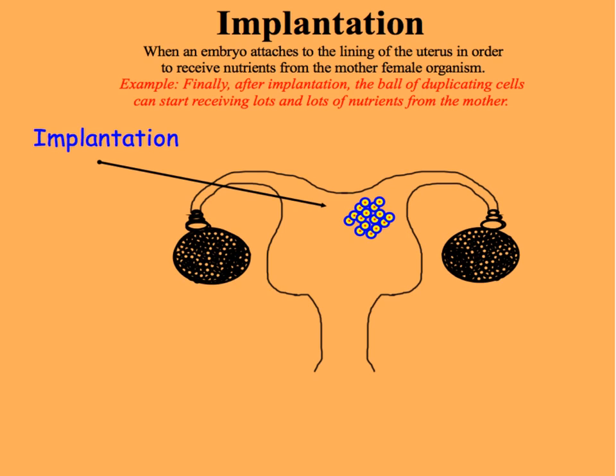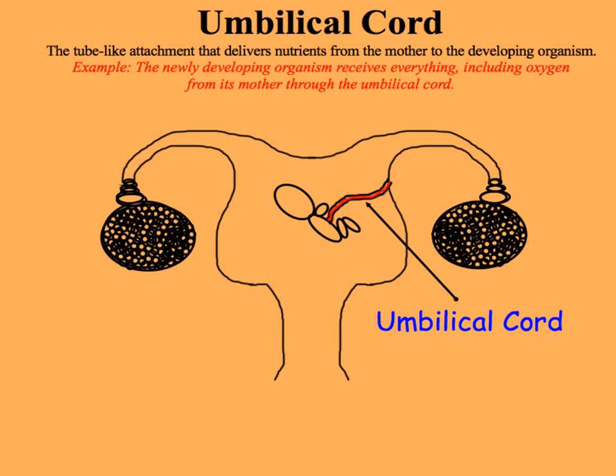I believe that's a question in your notes. I think it's number 5. In order to receive nutrients from the mother, a female organism. Finally, after implantation, the ball of duplicating cells can start receiving lots and lots of nutrients from the mother. The umbilical cord is actually the delivery method of the nutrients, and this is a tube-like attachment. It develops once there is the duplicating cells, once there is an embryo inside.